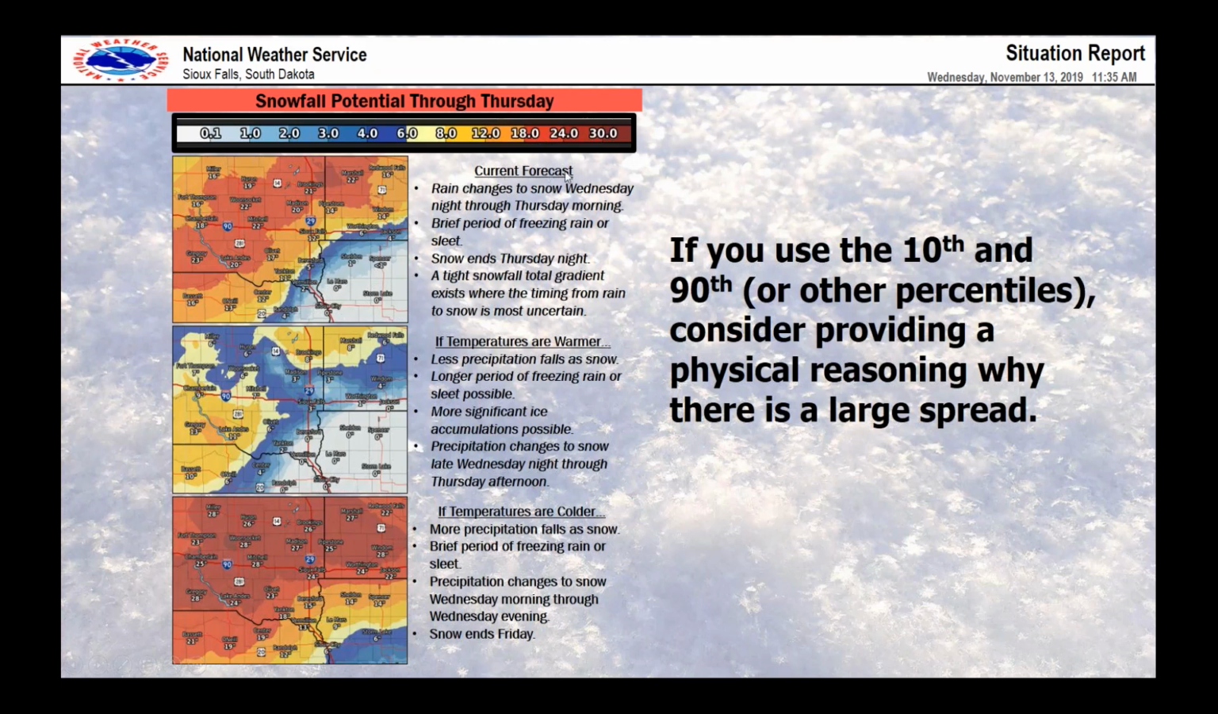But when we added the explanation into the graphic on the next slide and said, what do you think of this? Is this useful? Most of them agreed that in that case, it was useful information that they could use. So including that type of physical reasoning to your partners, if you include a 10th and 90th in a sit rep, can be valuable for giving them an understanding of what the uncertainty is in the forecast and why that exists, and what they can look for in future forecasts that may lead you to either less or more snowfall in a particular place.